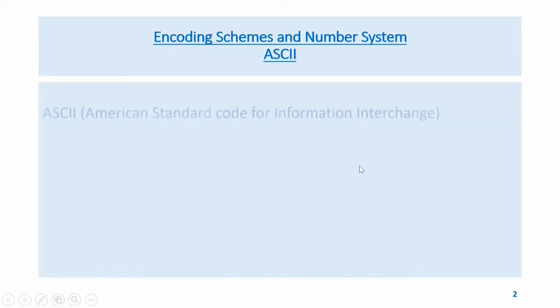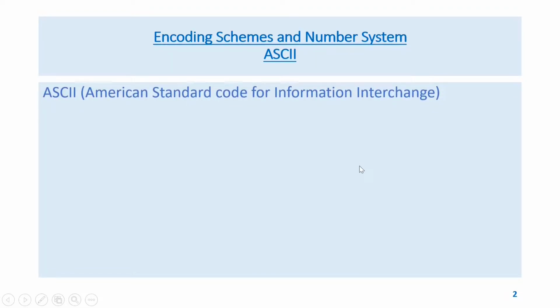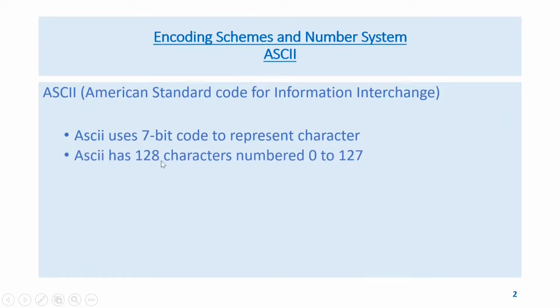ASCII, American Standard Code for Information Interchange. ASCII uses 7-bit code to represent character. ASCII has 128 characters numbered 0 to 127.